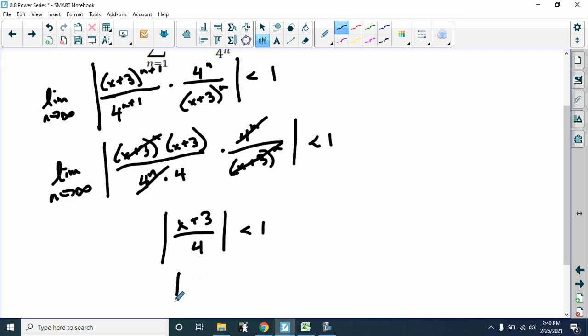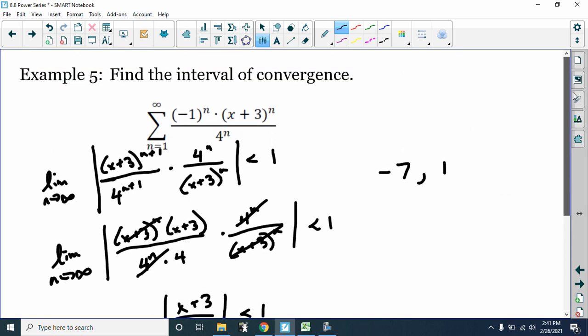Multiply both sides by 4. The absolute value of x plus 3 is less than 4. My center is -3, and my radius is 4. So center at -3, radius at 4. Subtract 4 and add 4. -7 out to +1.